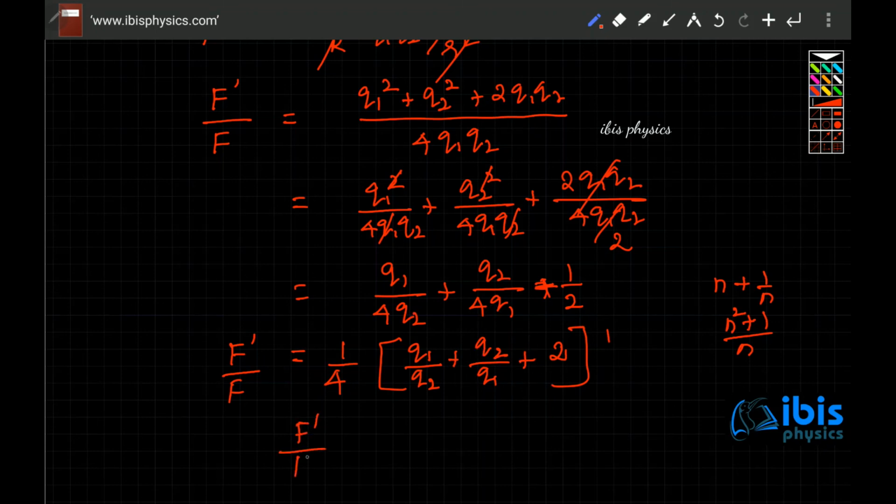Hence F prime by F is greater than 1, which implies F prime is greater than F. When two positive charges are brought into contact and separated to the same distance, the new force will always be greater than the old force.